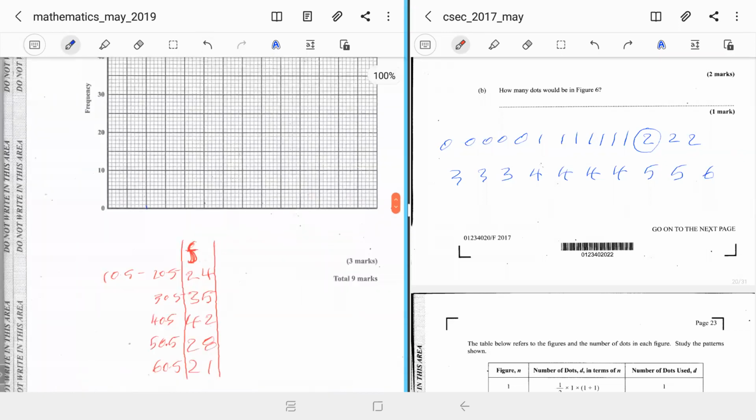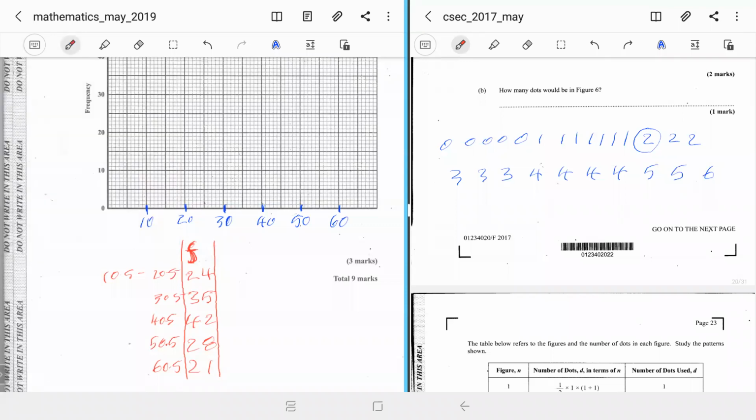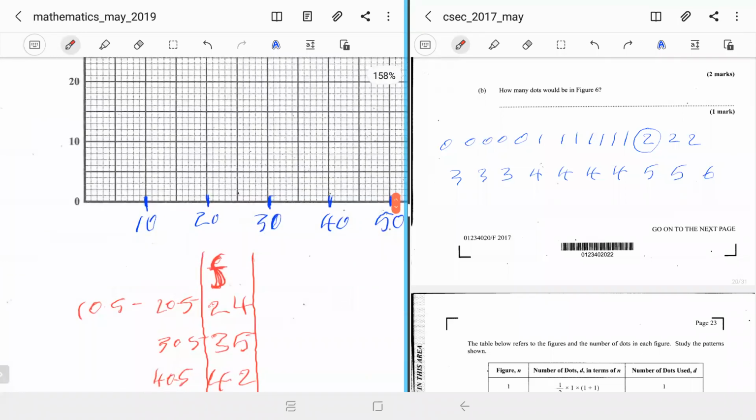So this is 10, 20, 30, 40, 50, 60. But remember, we need the 0.5s, right? Remember that, guys. The bars go from boundary value to boundary value, so we need the 0.5s. So let's count it off. This is 10 and this is 20, and each line is 1. So the 0.5 is right in between there. So this will be 11, 12, 13, 14, 15. What I want are the 0.5s.